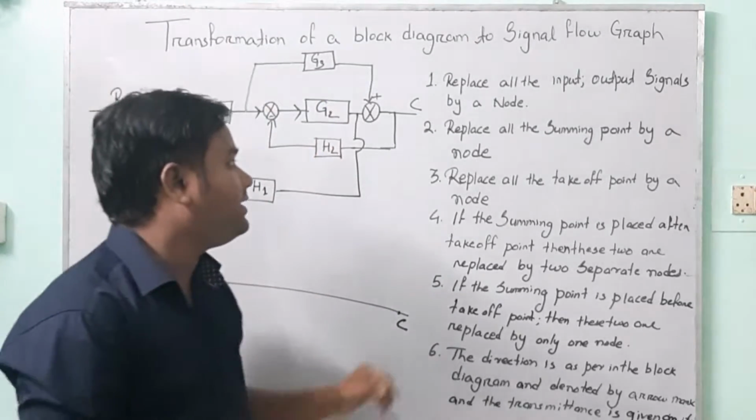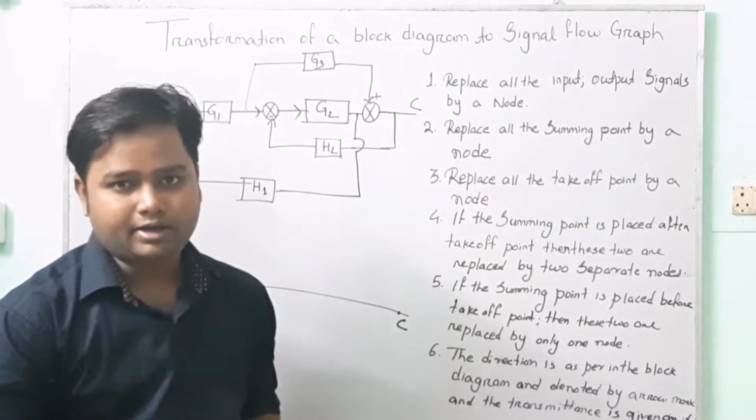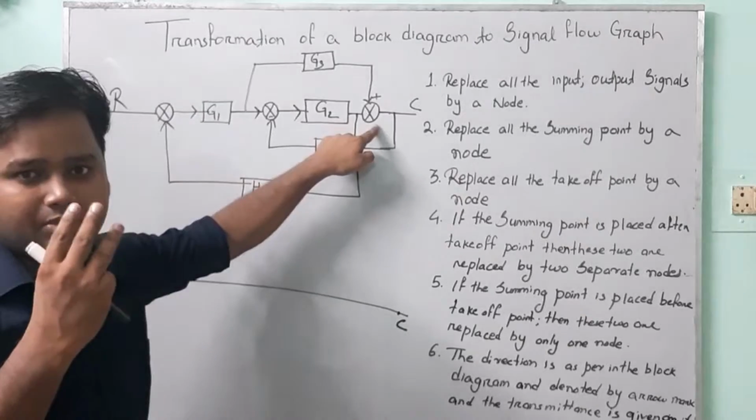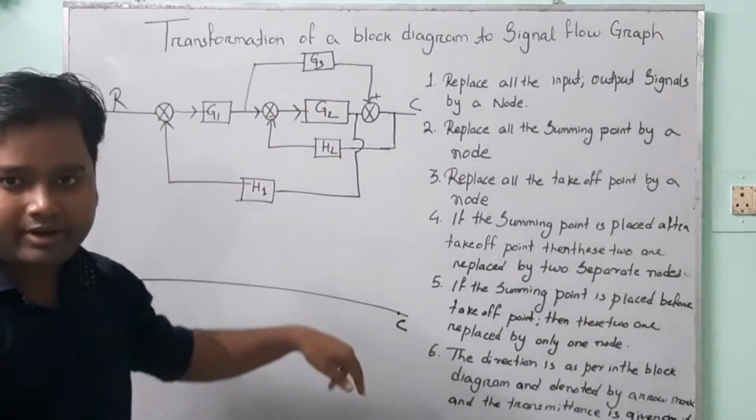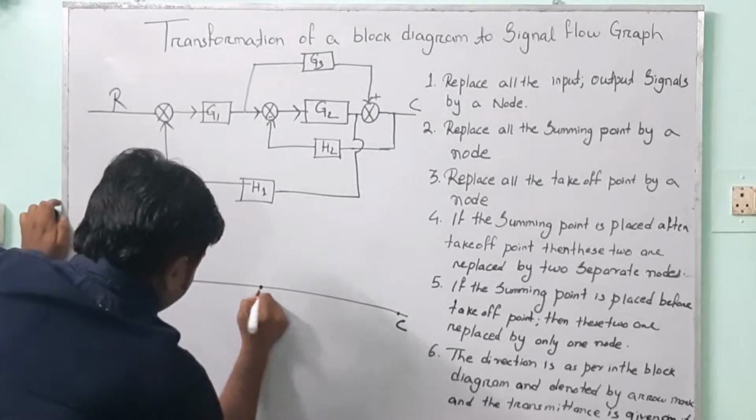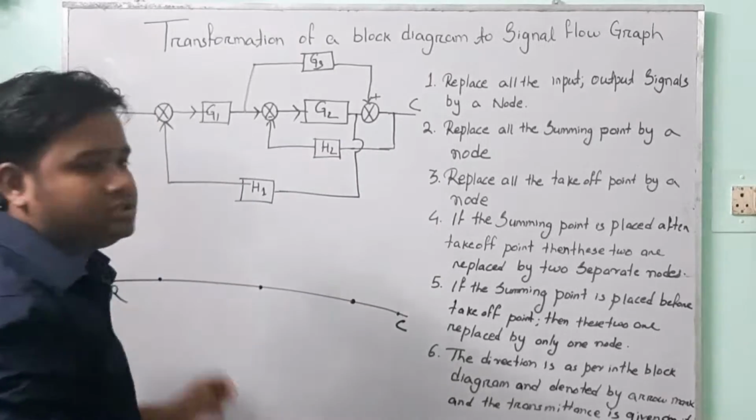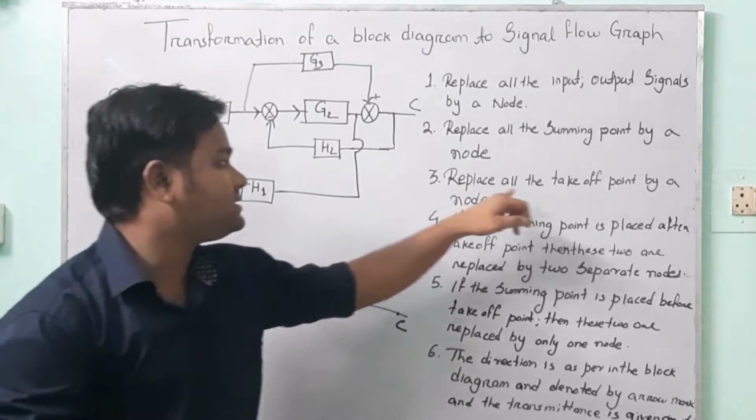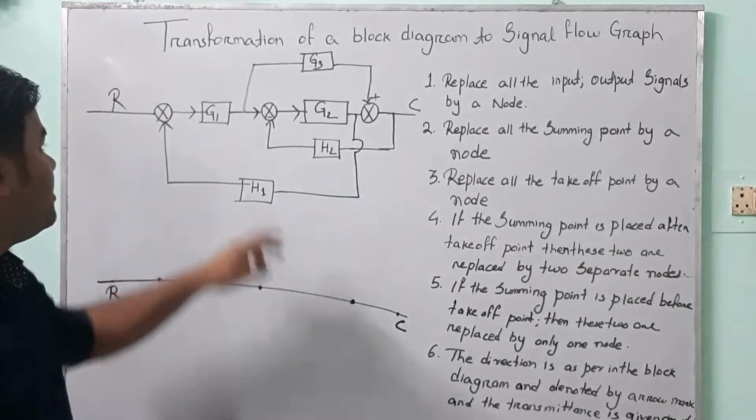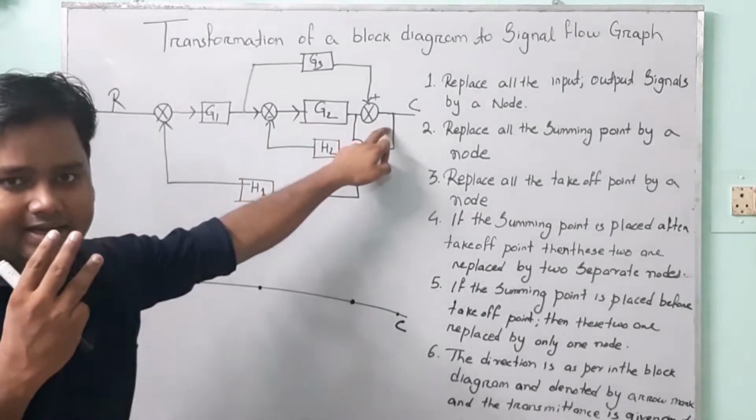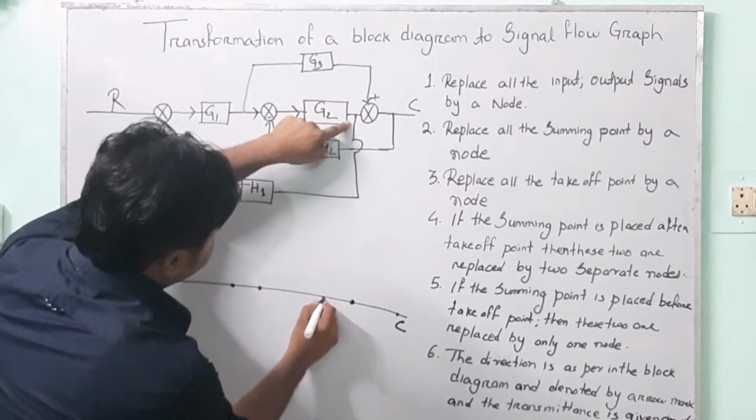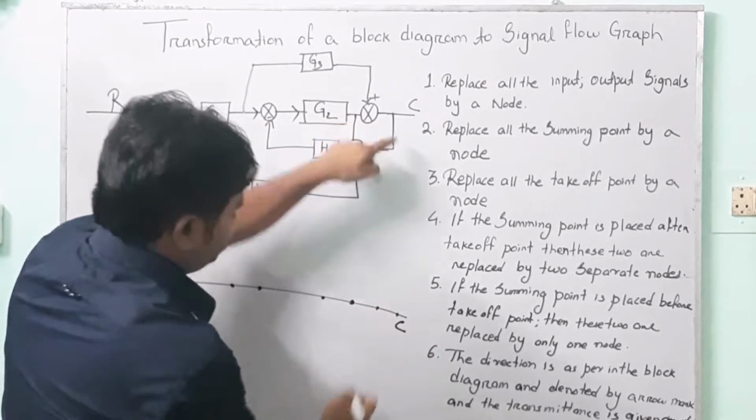The first point is over. In the second point, replace all the summing points by a node. In this diagram I have 3 summing points, so I will convert these 3 summing points to 3 separate nodes, one due to each summing point. Clear? The third step is to replace the takeoff point by a node. In this diagram, I have 3 takeoff points. Takeoff point 1 is here, takeoff point 2 is here, and takeoff point 3 is here.